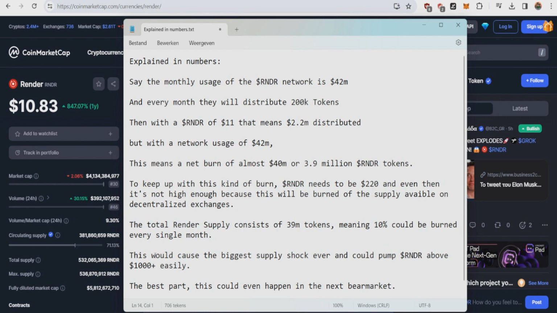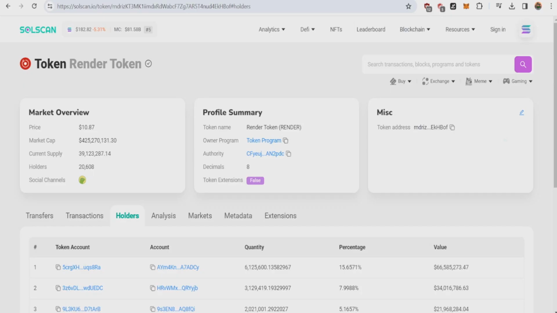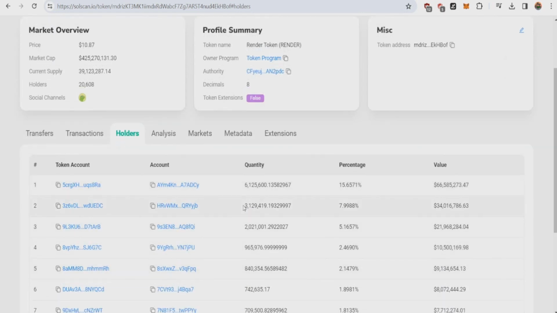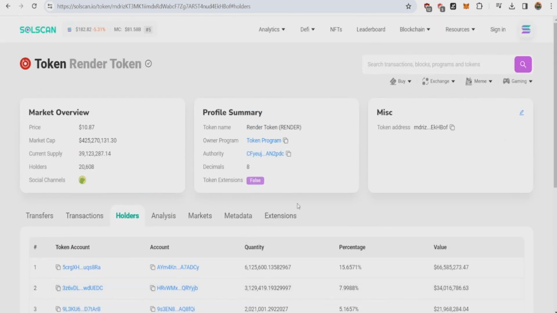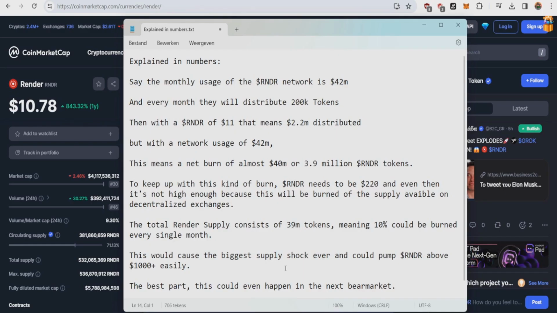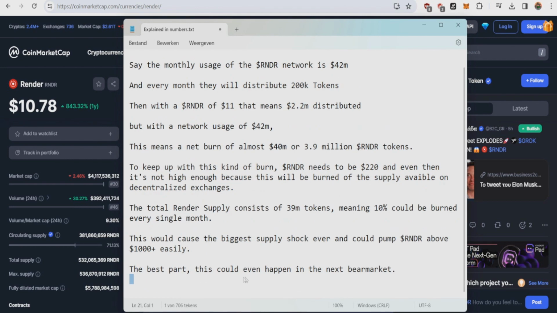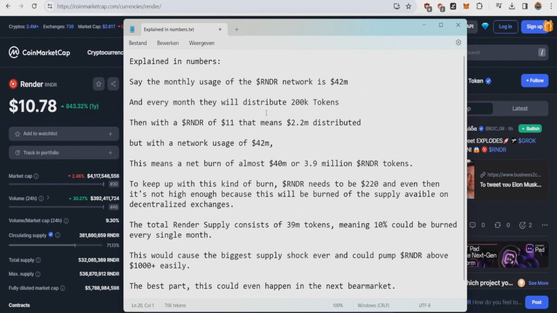And this actually could cause the biggest supply shock ever and could even pump render above $1,000, because the biggest holders are holding a lot, like 6 million tokens, 3 million tokens, and I'm pretty sure that their tokens are not available for liquidity pools on decentralized exchanges. And the best part of all of this is this doesn't even have to happen in a bull market. This could even happen in a bear market. It doesn't really matter when StabilityAI uses render GPUs for their OpenAI Sora variant, because the GPU need will be there, the usage will be there, and the burning will be there.